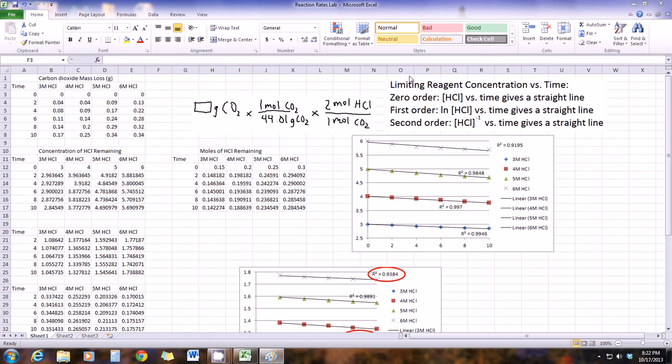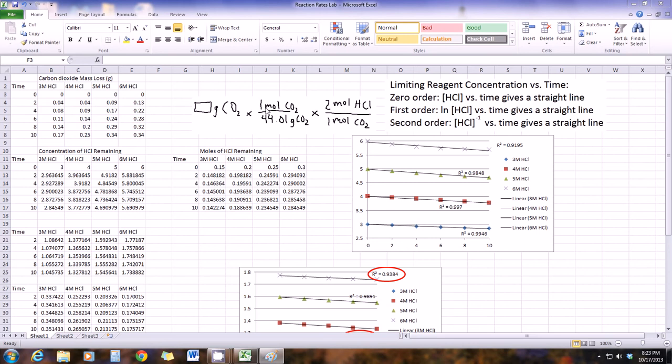Now I made a couple assumptions here. I had to assume that the hydrochloric acid was the limiting reactant, just because, based on what your teacher told you, you were to convert mass loss of carbon dioxide to moles of hydrochloric acid, or the molarity of hydrochloric acid. So I didn't do the calcium carbonate as the limiting reactant.